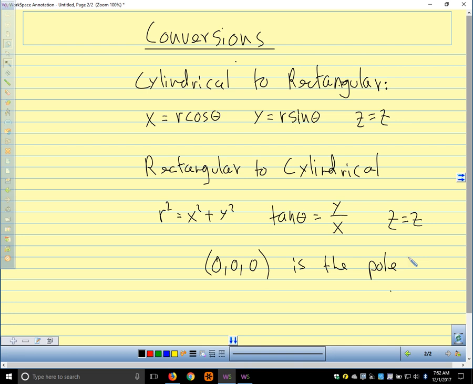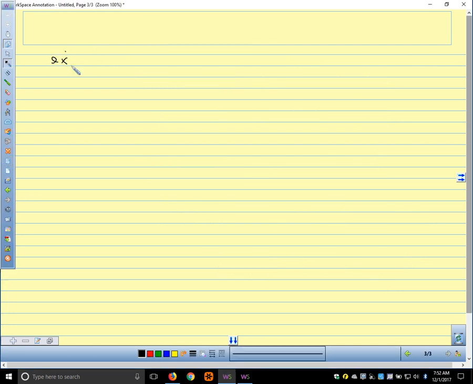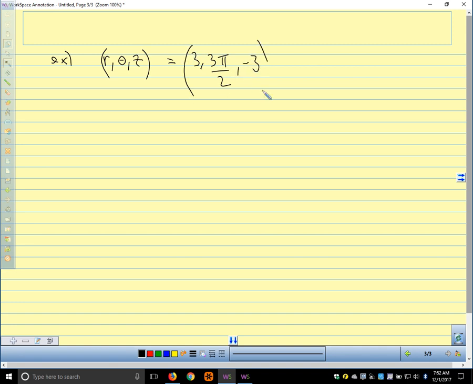All right, so let's look at a couple of conversions. What we're going to do is convert a couple of points, and then we're going to talk about converting equations. We want to convert the point r, theta, z equals 3, 3 pi over 2, negative 3 to rectangular.